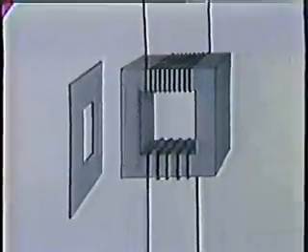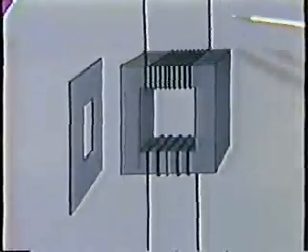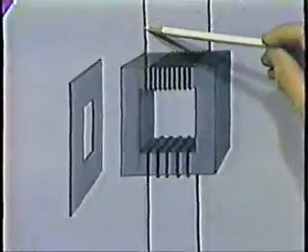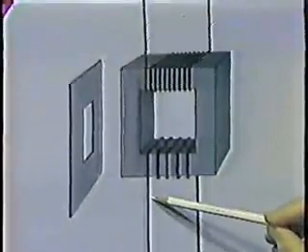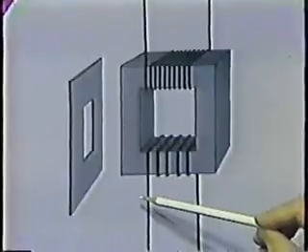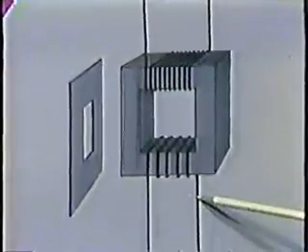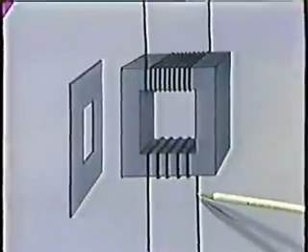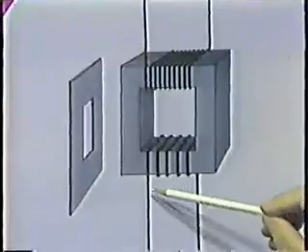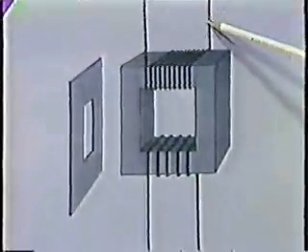This is known as a step-down transformer. For example, if we put in 240 volts here, we will get out 120 volts here. If we reverse it and make this side the primary, then we have what is known as a step-up transformer. And if we put 240 volts in here, we will get out 480 volts here.